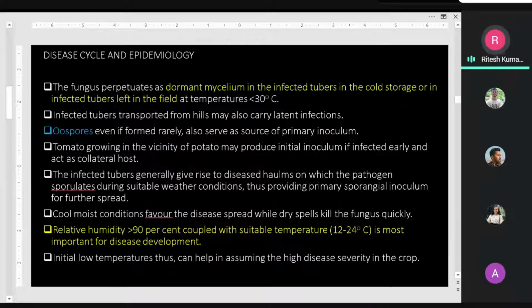Since a long time, many researches have been carried out, and this is actually a very fast evolving fungus. It evolves very fast, due to which it is very difficult to control with the help of chemical means.